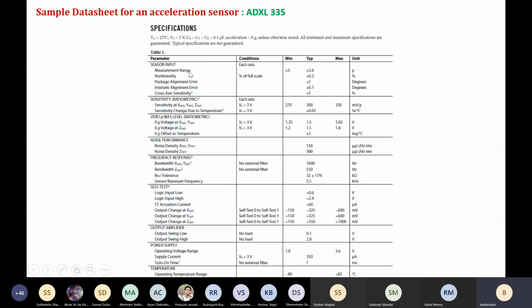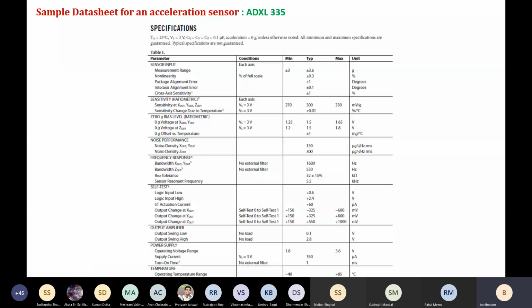Then you can see how much nonlinearity there is in this sensor. Similarly, what is the sensitivity? That means the ratio of the change of output to the change of input. Similarly, you have zero g bias, noise performance, frequency response, and many more. Depending on the type of sensor, there are different important features or parameters you need to look into while choosing a particular sensor for your intended application, right?